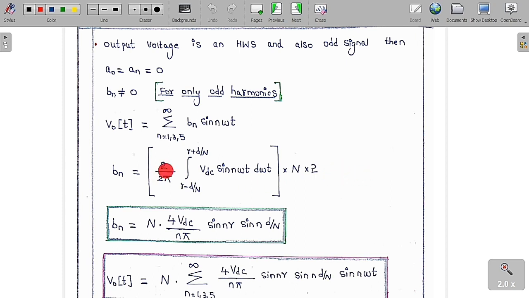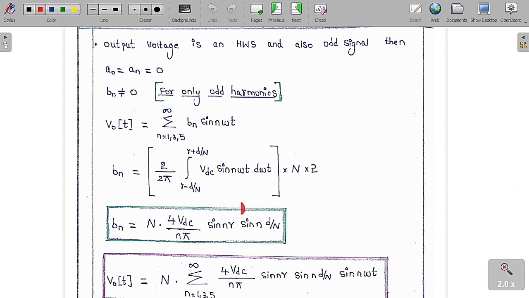Because the general format of Bn is equal to 2 by the total time interval into integration over the total time period of f of t into sin n theta into d theta. That is the actual way. So here Bn is equal to 2 by 2 pi integration of gamma minus d by n to gamma plus d by n. In this range, the output signal is equal to VDC. So VDC into sin n theta into d theta, and we have to do it for the whole range of 2 pi. Into n means we are doing it for only half cycle. Again it is symmetric, so into 2 for the overall full cycle.